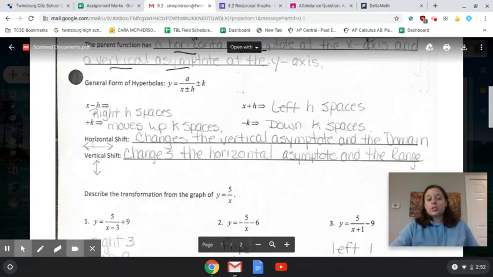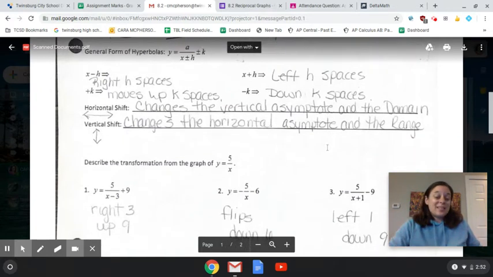We call these horizontal shifts and vertical shifts. So if we move horizontally, it's actually going to move that vertical asymptote with it and change the domain. If it moves vertically, it's going to move the horizontal asymptote up or down and change the range.